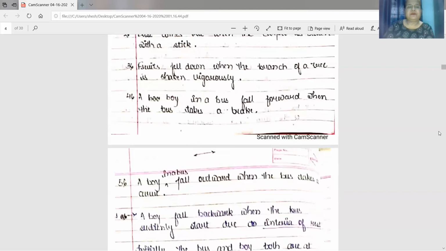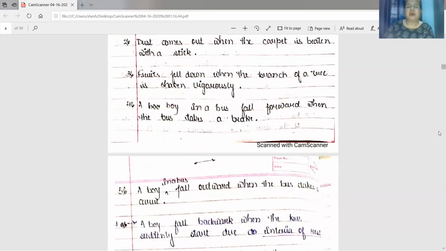Number 3, fruits fall down when the branch of a tree is shaken vigorously. This is also because of inertia of rest. Initially, the fruit and the branch of the tree both are at rest and tend to remain at rest. When the branch of a tree is shaken vigorously, it comes in motion, but the fruit tends to remain at rest due to inertia of rest, so it gets detached from the tree.